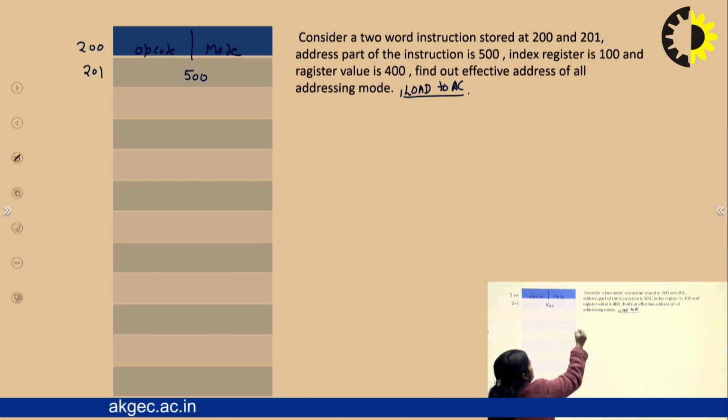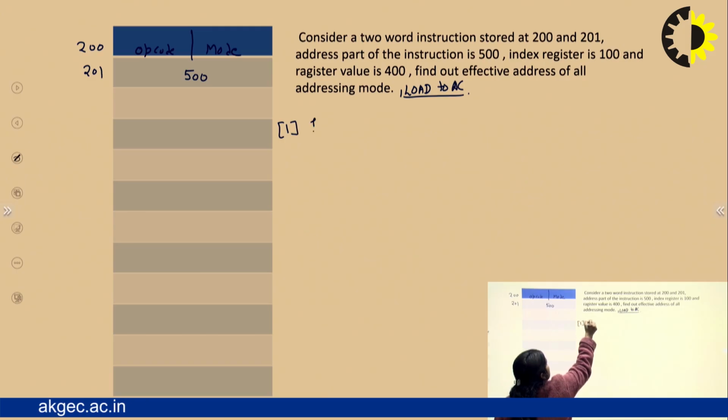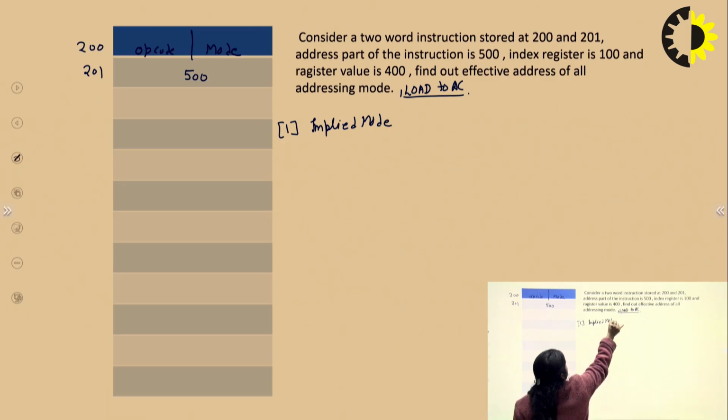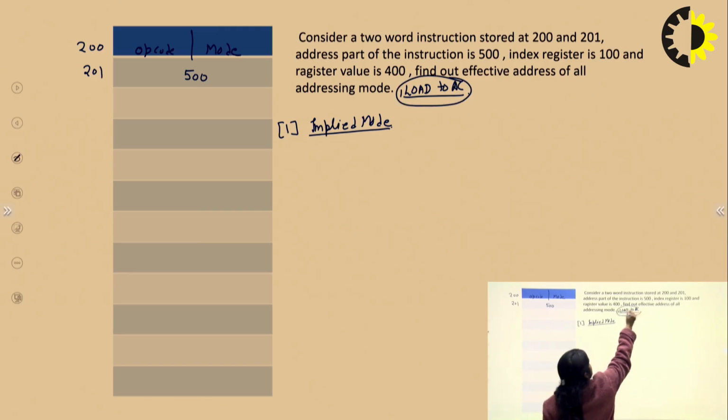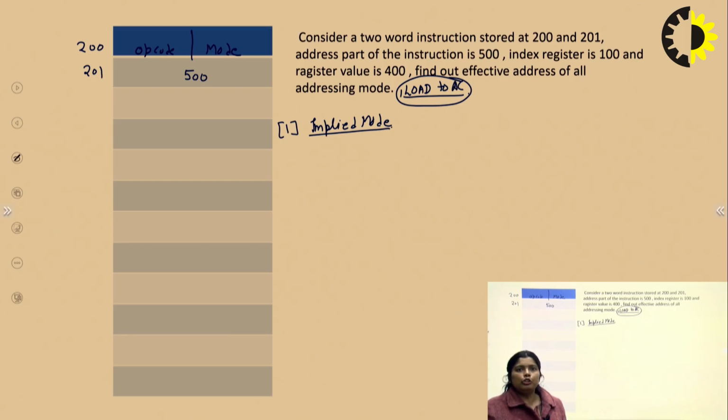Now, one by one we can go through this. Suppose that the first is implied mode. In the implied mode, you can find the effective address, and in this effective address, you calculate only where the operand is residing. In the implied mode, there is no effective address. You only have to write down applicability or non-applicability. That means first of all you have to check which type of instruction is there. That is load to AC.